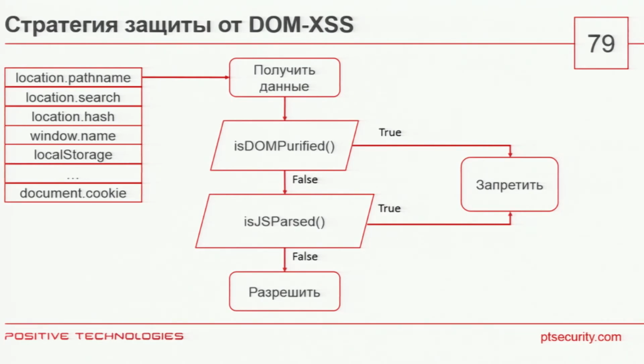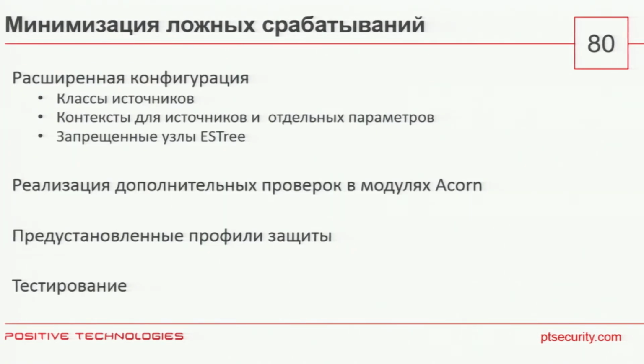So what do we get as a result? We get such a flow chart for the protection mechanism using DOMPurify, and then a block of code which can be used, the JS parse. If the data in both cases don't pass, then we allow them. How do we minimize false positives? Perhaps it's a natural question for you to ask. How many false positives do we get?